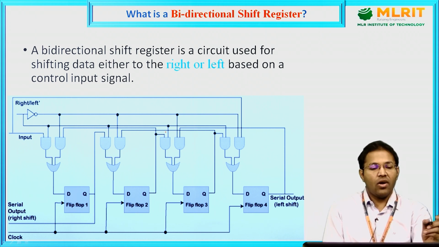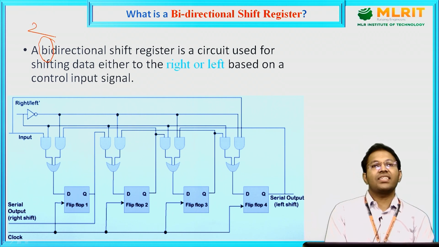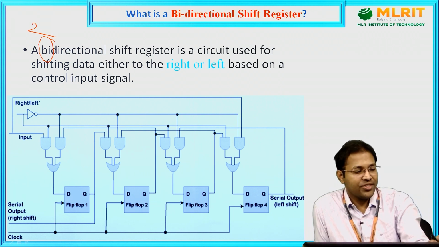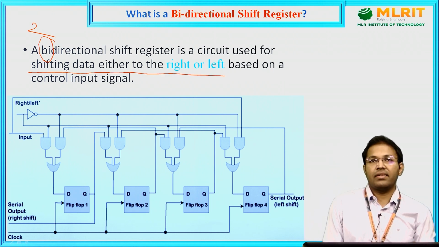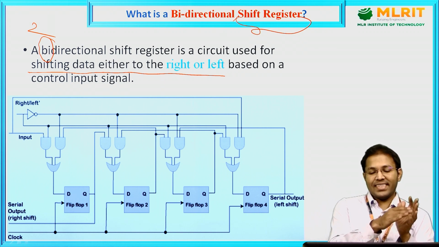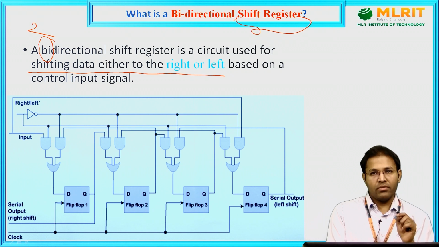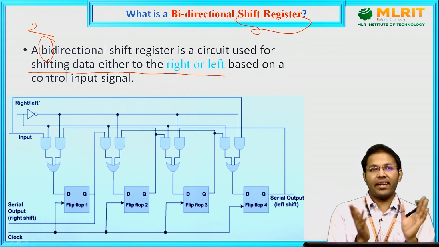Bi always stands for 2. Bidirectional means 2 directions. It is a circuit used for shifting data either to the left or right. It is a shift register, and that is the reason we are discussing shifting data. Bi stands for 2, so you shift in either of the 2 directions, and the 2 directions that we know very well are left and right.